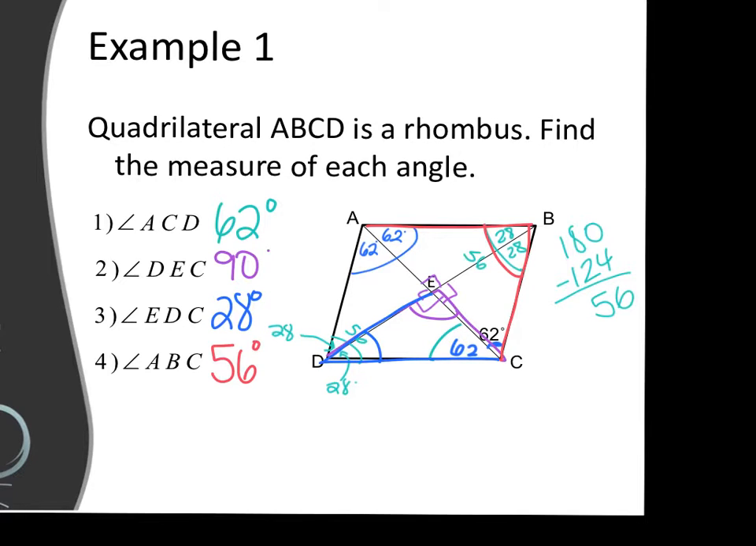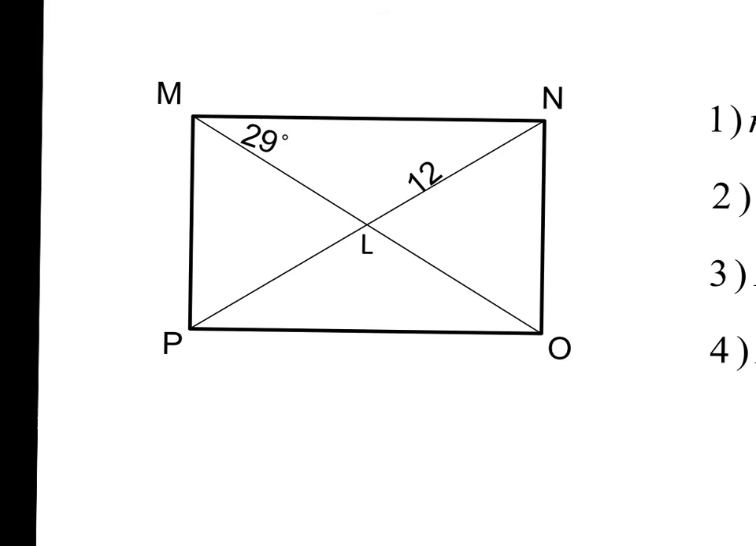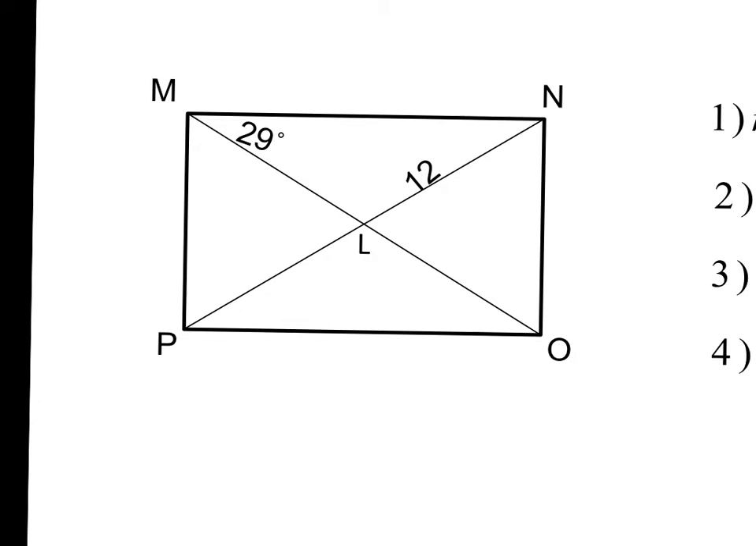Questions on any of those? So as soon as you see rhombus, you've got to know opposite angles are bisected, and you've got to know that the diagonals are perpendicular. Okay, now this one is saying it's a rectangle. So what do I know about the angles in a rectangle? They're all 90. This is 90, this is 90, this is 90, this is 90. So this would be 61 degrees.